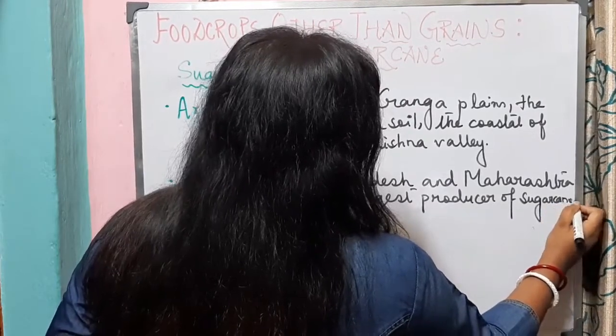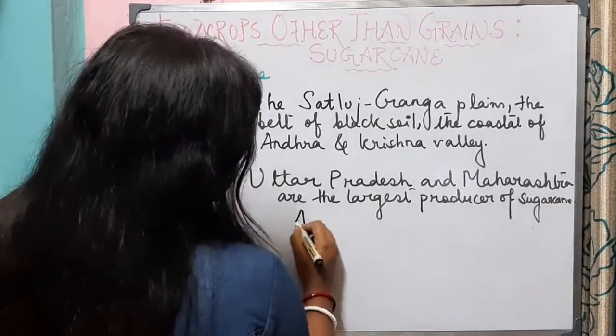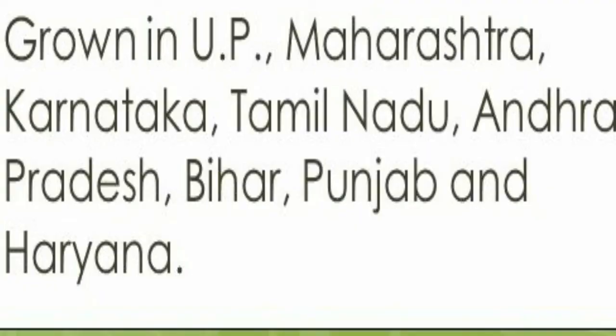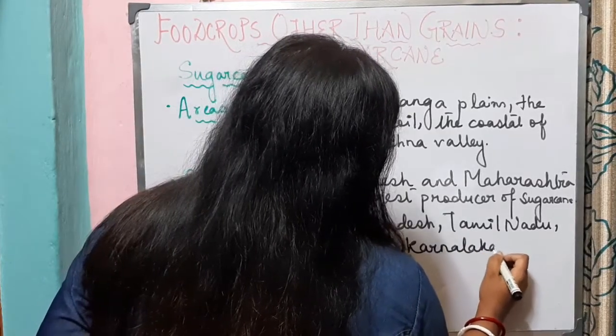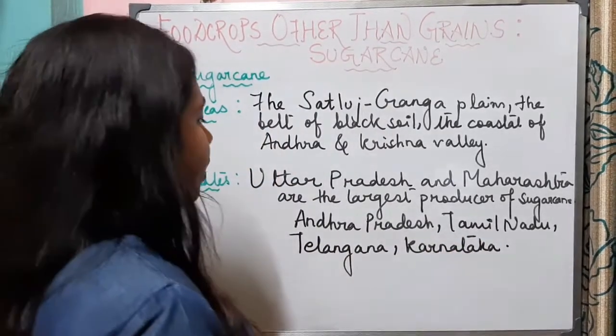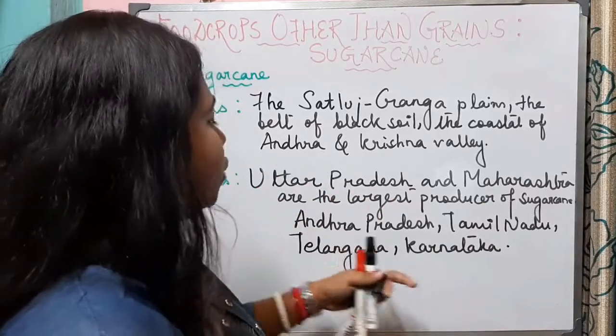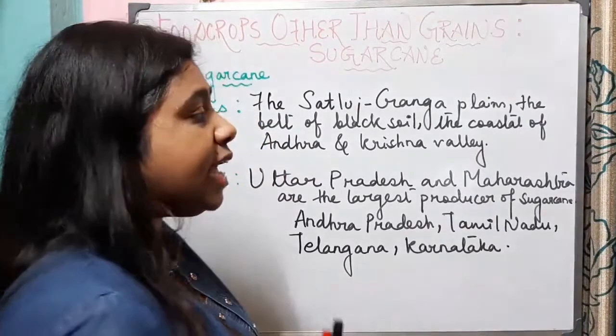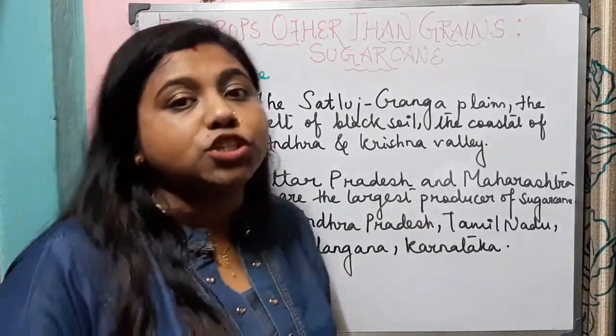Other than Maharashtra and Uttar Pradesh, sugarcane is also grown in Andhra Pradesh, in Tamil Nadu, in Telangana and Karnataka. So the major producers of sugarcane are Uttar Pradesh and Maharashtra. Other than Uttar Pradesh and Maharashtra, we can see that Andhra Pradesh, Tamil Nadu, Telangana and Karnataka are also the main producers of sugarcane. Or we can say that these are the states that dominate in the production of sugarcane.